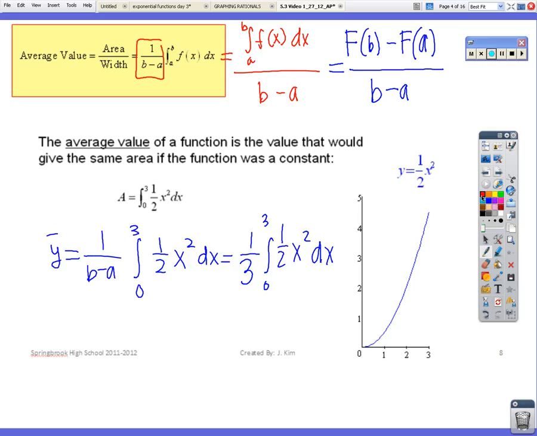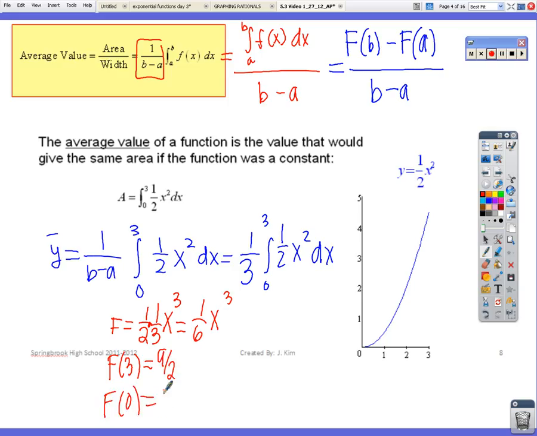First thing I'm going to do is find the antiderivative, and I'll do that back here. The antiderivative would be 1/2. We're going to take x, raise it one power, and divide by that power, which would give me multiply by 1/3, and that will give me 1/6 x cubed. So F of 3, which is the b, gives me 27 over 6, which is 9 over 2. F of 0 gives me 0, and when I do the subtraction, I get 1/3 times 9/2 minus 0. Therefore, my answer would be 3/2. So this is a y value.